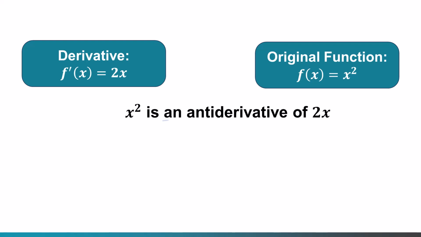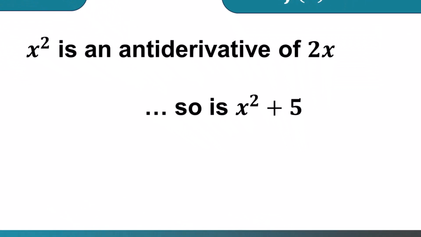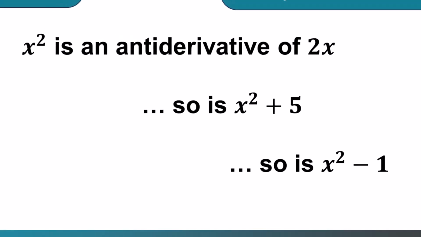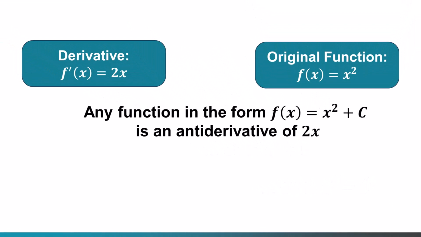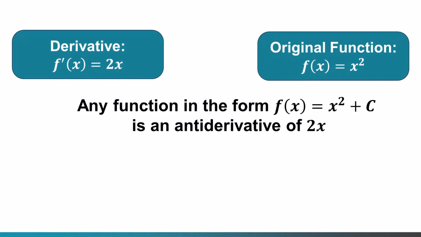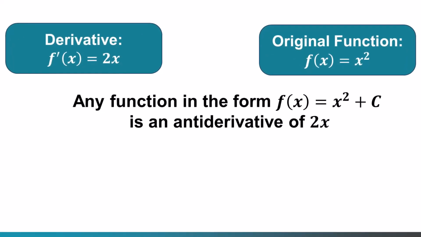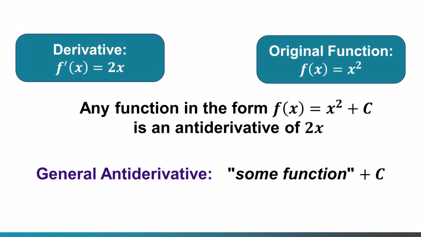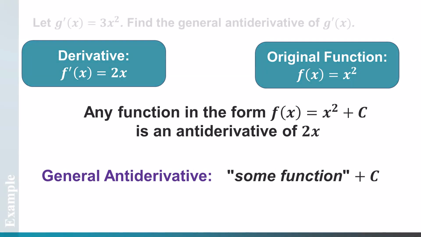Note here that I am saying an antiderivative. This is because there is actually more than one. For example, f of x equals x squared plus 5 also has a derivative of 2x. So does f of x equals x squared minus 1. In fact, any function in the form f of x equals x squared plus c, where c is a constant, would be an antiderivative. So when we reverse the process of the derivative, we generally get answers in the form some function plus c. When we include the plus c, we refer to this as a general antiderivative.